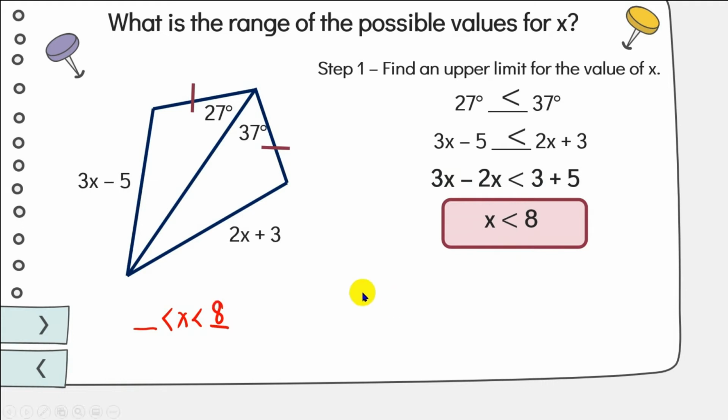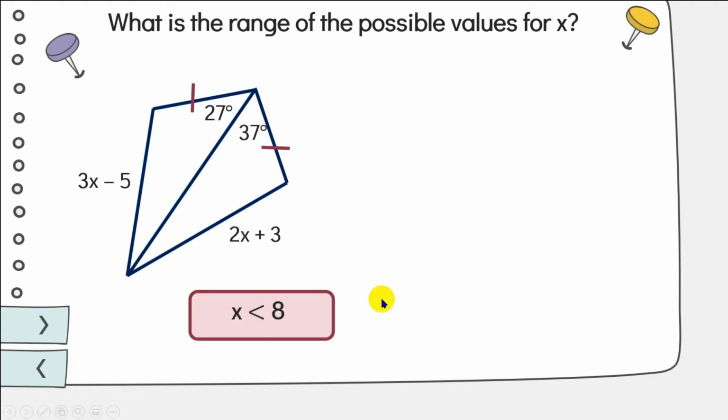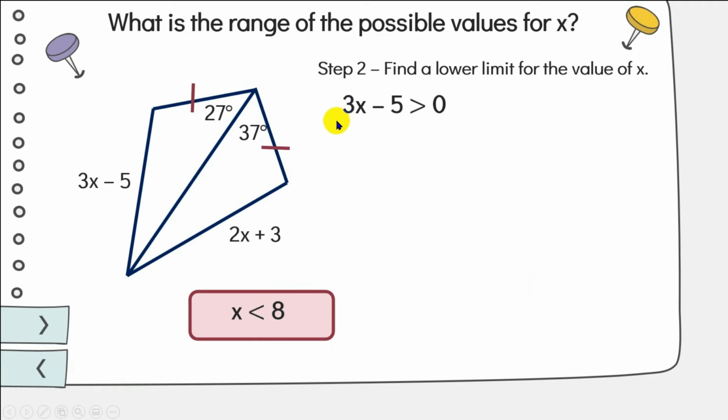Okay? So, how about the lower limit? For the lower limit, ang gagawin po natin is to have our binomials greater than 0. Bakit greater than 0? Kasi wala naman po tayong sides na equal sa 0 or mas maliit sa 0. Kailangan natin ay mas malaki kesa sa 0, di ba?